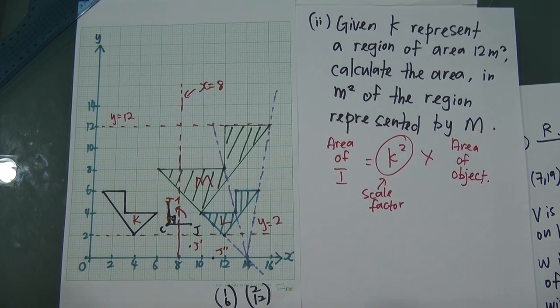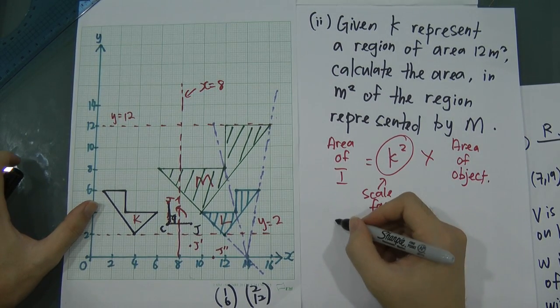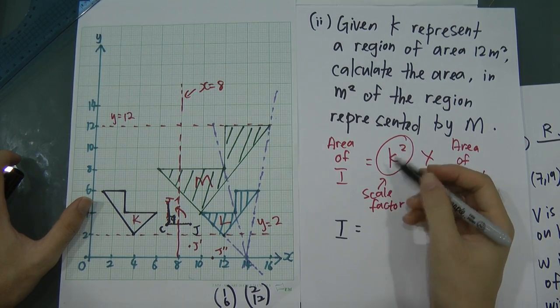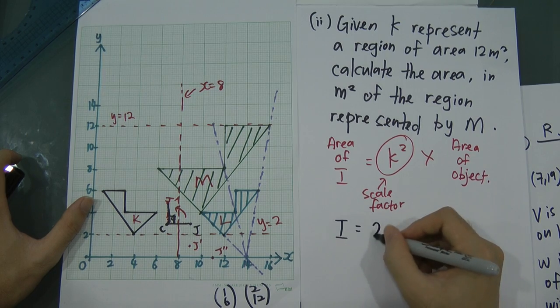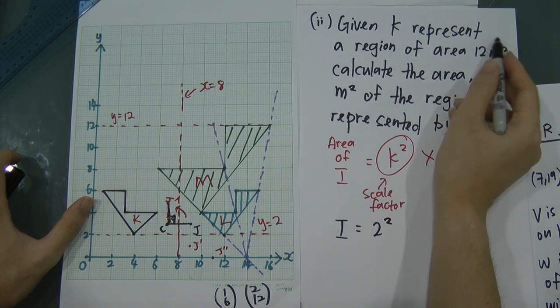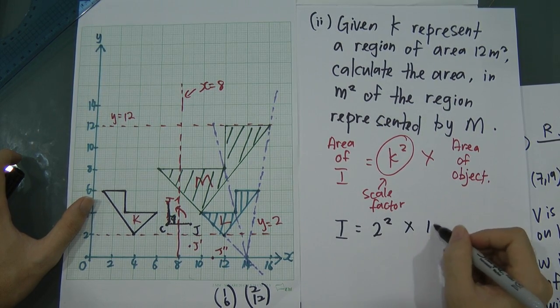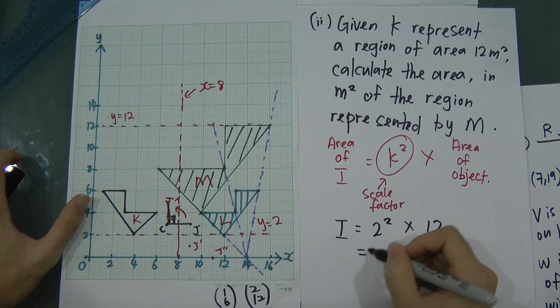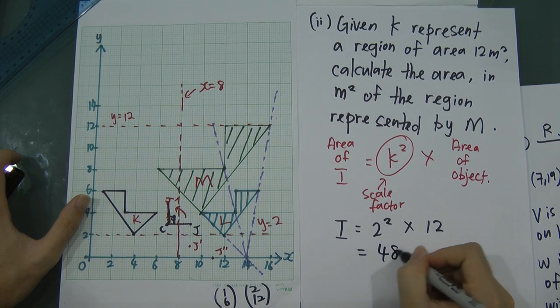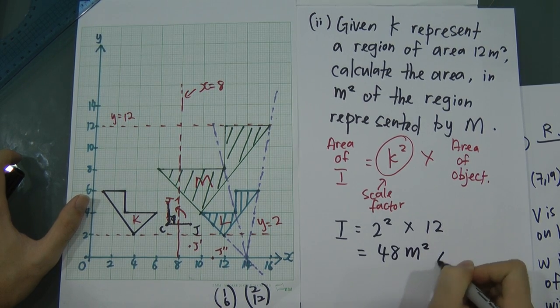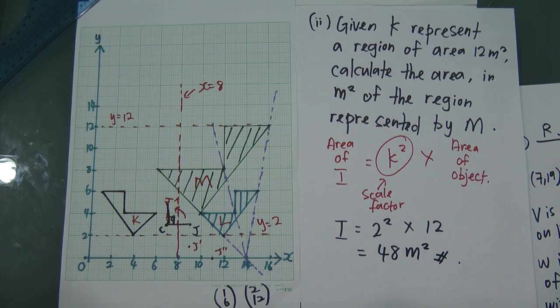We do not have the area of image, so I write I to stand for area of image. But I know the scale factor for the enlargement, just now we mentioned, is 2. So 2 squared multiplied by the area of object 12. 2 squared is obviously 4, so the area of the image is 4 times 12. We get 48 meter square. We are done. You will get 3 marks.